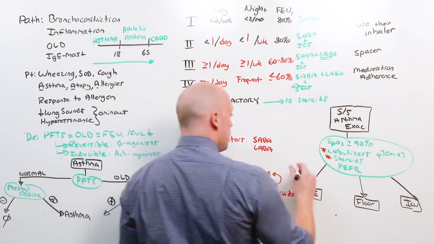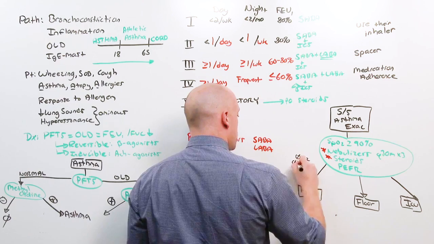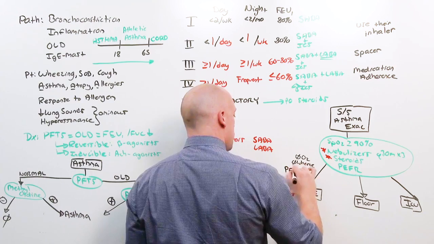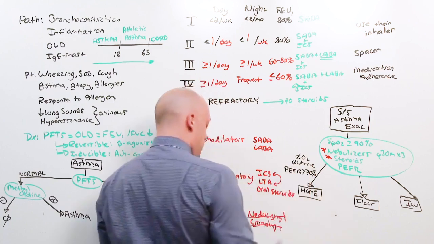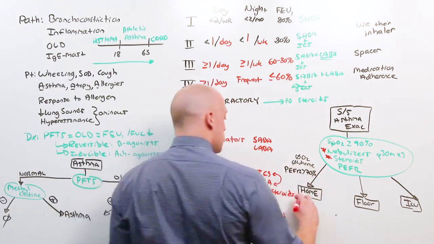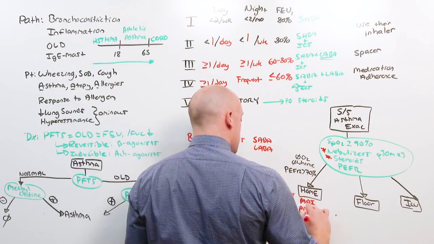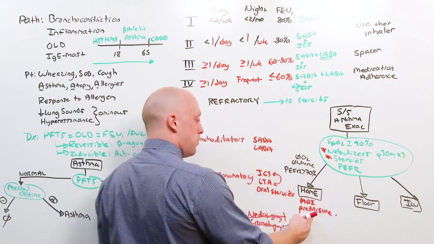The people who can go home have no oxygen requirement, are not wheezing anymore, and whose peak expiratory flow rate is greater than 70%. This person's getting better. They still need metered-dose inhalers and some prednisone to carry off their asthma exacerbation, but they can do that at home.